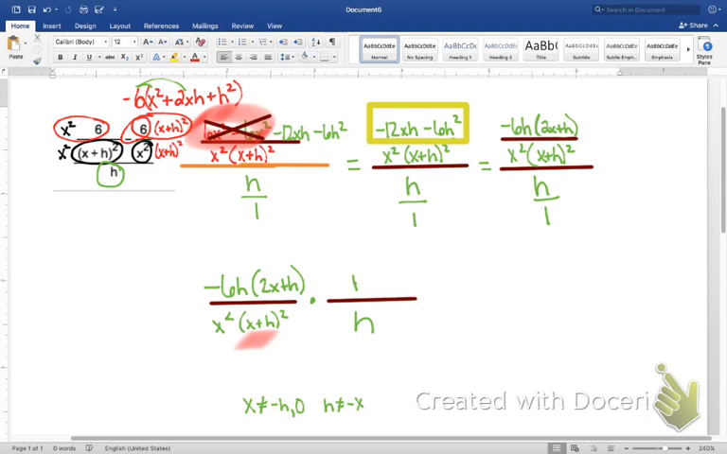So now it just becomes, is there anything that's going to cancel? The h, right? So the h here and the h there. So whenever I multiply it straight across, now I have negative 6 times 2x plus h all over x squared times x plus h quantity squared.